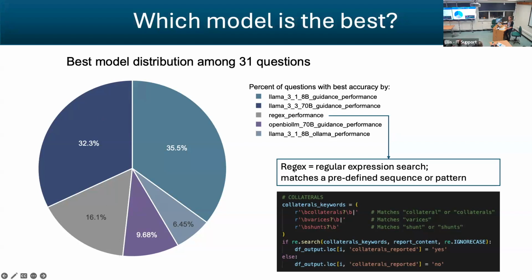Now, regular expression search is the traditional technique for doing this task. So let's say that we are interested in finding collaterals in our report. We can specify, okay, collaterals with an S or without the S, varices, shunts. If these words are present in the report, then the answer is yes. This is very simple. You can make these patterns as complicated as you want.